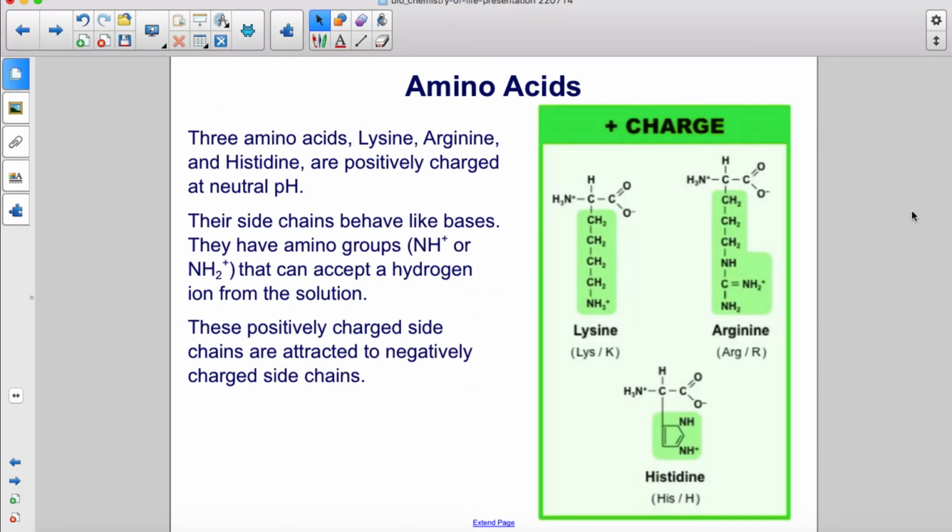3 amino acids, lysine, arginine, and histidine, are positively charged at neutral pH. Their side chains behave like bases. They have amino groups that can accept a hydrogen ion from the solution. These positively charged side chains are attracted to negatively charged side chains.